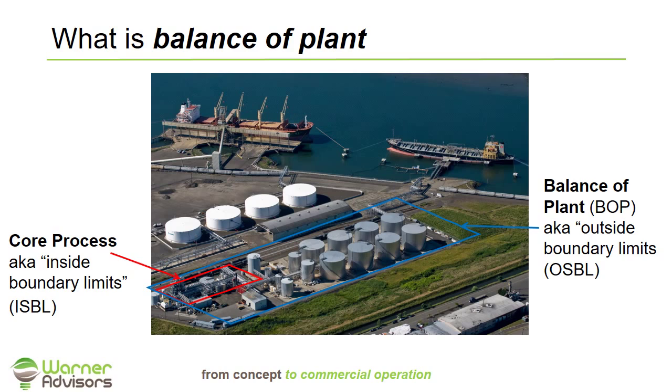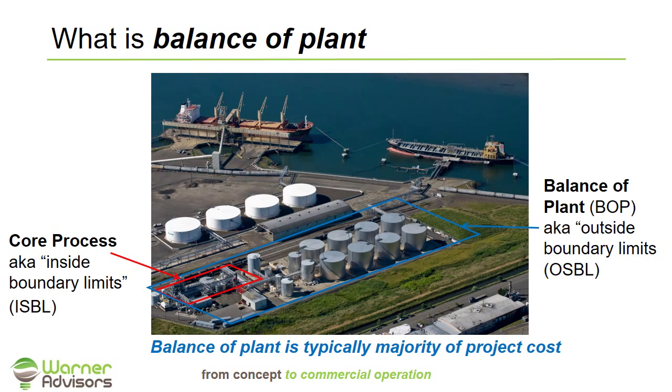Then we come to the concept of balance of plant, also known as outside boundary limits or OSBL in the process industry. And that's referred to as everything other than the core process. In the case of most facilities, that's items such as raw material storage, product storage, rail in and out of the facility, laboratories, office buildings, utilities such as boilers and transformer yards. It's everything you need to facilitate the core process.